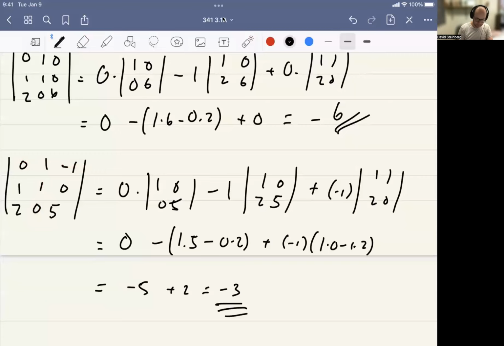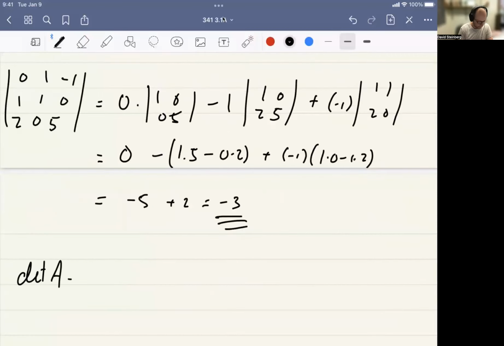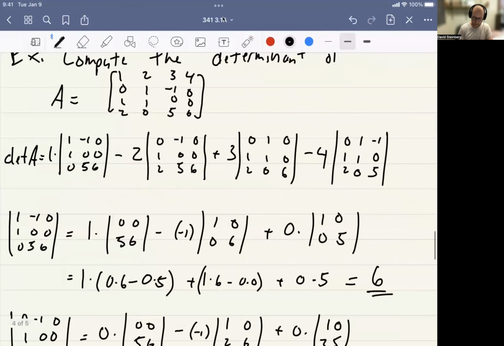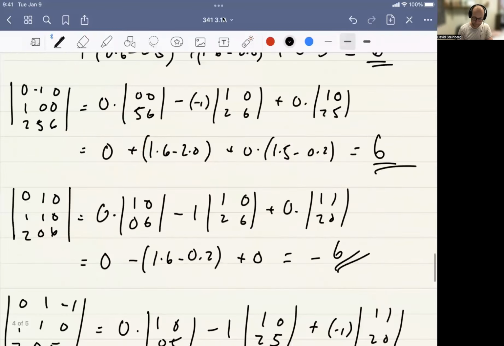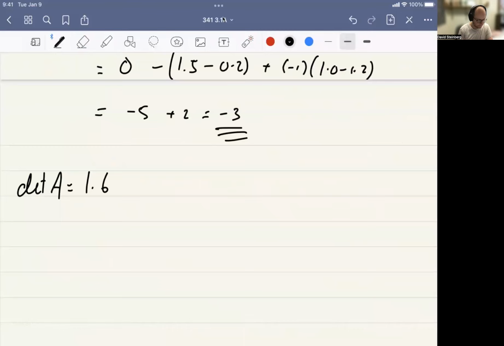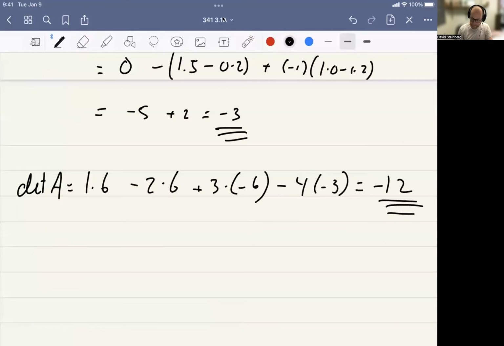So then our original determinant is 1 times 6, minus 2 times 6, plus 3 times negative 6, minus 4 times negative 3, which is negative 12. Okay, so that was our big old 4x4 matrix determinant through computation.